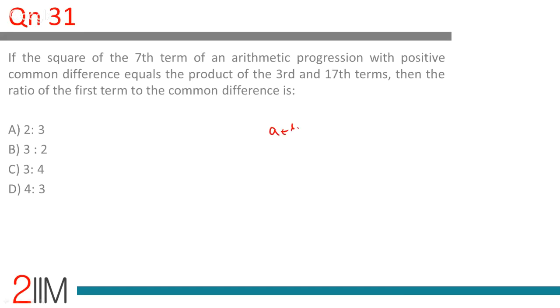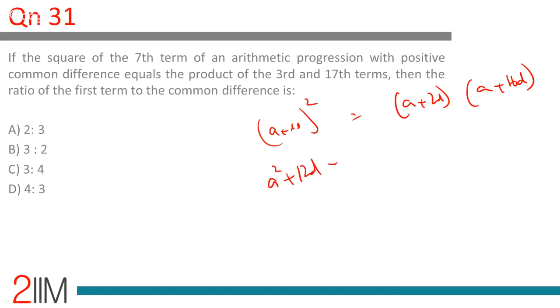(a + 6d) whole square, product of the third and 17th terms, so (a + 2d)(a + 16d). So a square plus 12ad plus 36d square equals a square plus 2ad plus 16ad plus 32d square.